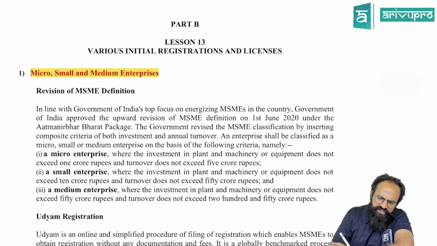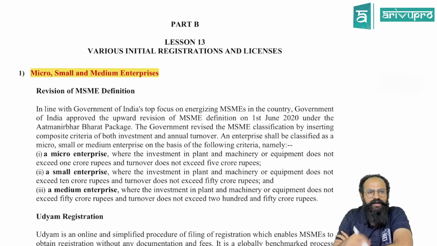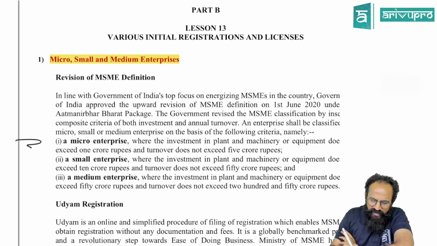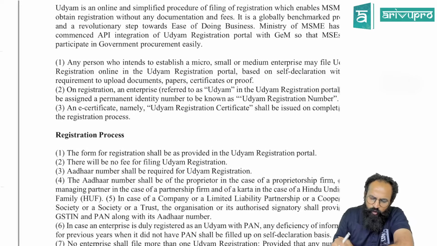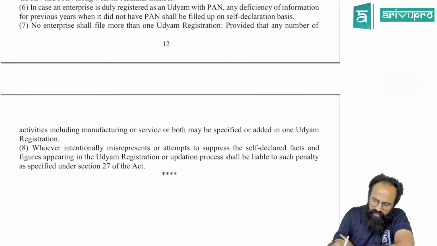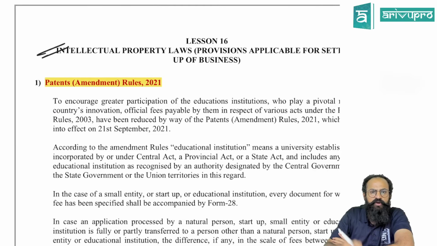Various initial registration and licenses. We have already done this in your class only, people, not even amendment. There's a change in MSME limits. It's same. We have already done this. 1 crore, 10 crore, 50 crore. It's already done in your class itself. So you need not worry. Udyam registration also you have done. You need not worry. Yes, intellectual property rights for education services. The patent thing, we have already done this. This also we have done in the class. You need not worry.